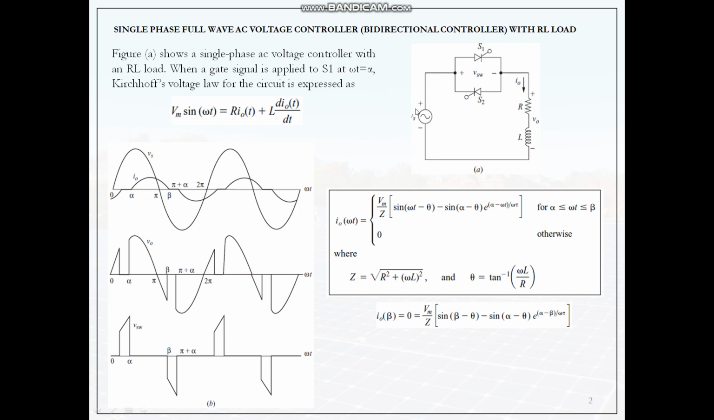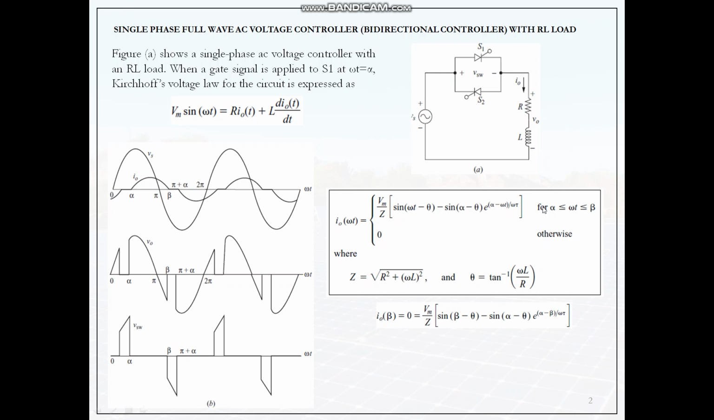On this side we are having the input voltage, that is AC, and we are having two thyristors connected in anti-parallel fashion, and we are having one RL load. These thyristors are turned on. For example, this S1 will be turned on for the positive cycle of the input, and this thyristor S2 will be turned on for the negative cycle of the input.